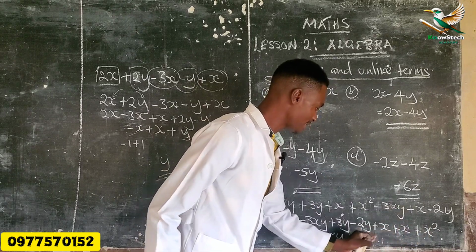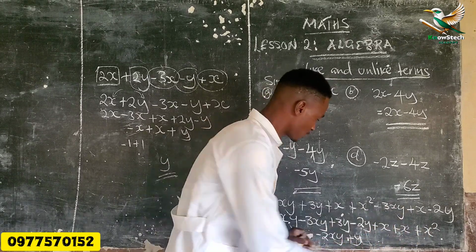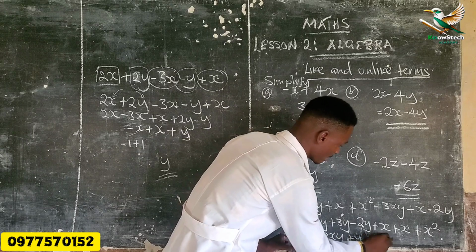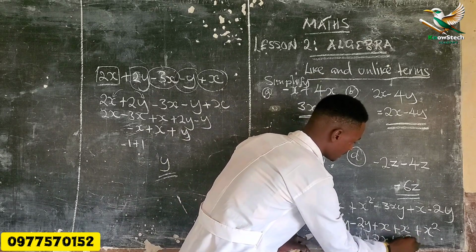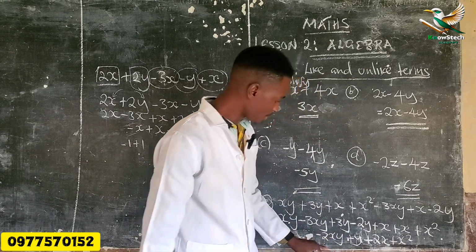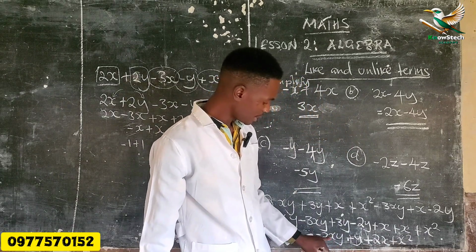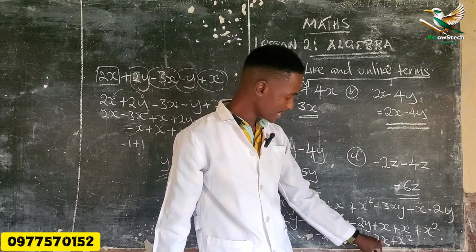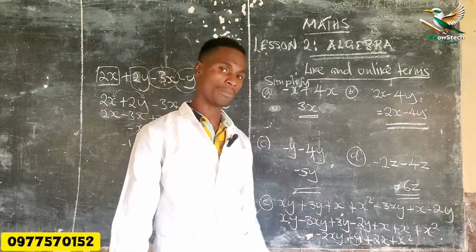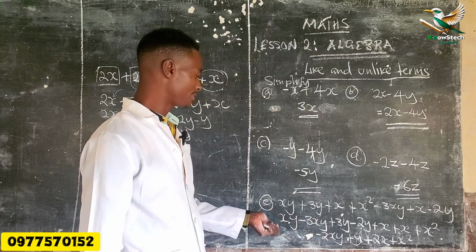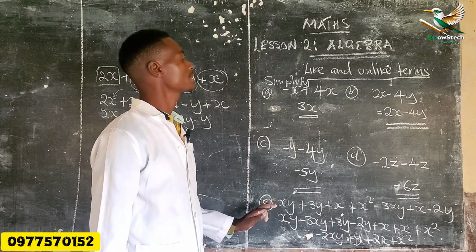Are we together? Then from here, x plus x, we can't add this one because they're not like terms, okay? So x plus x, there's 1 plus 1, so it will be 2x. Then this one will just come the way it is. So you check in your question, do you have like terms? This is xy, this is y, this is x squared. So this is the answer in its simplest form. We've simplified this one.